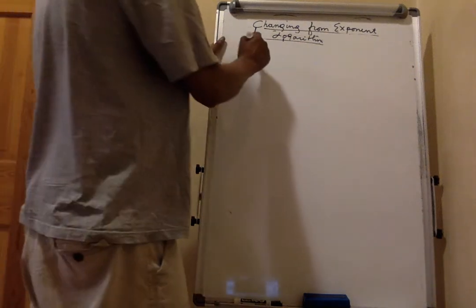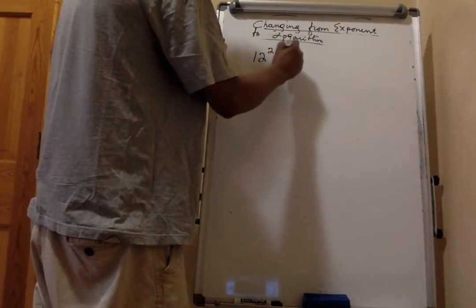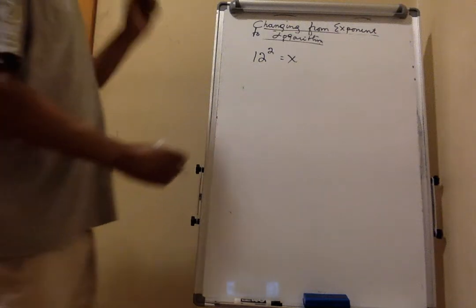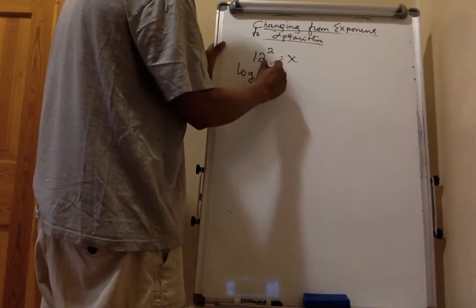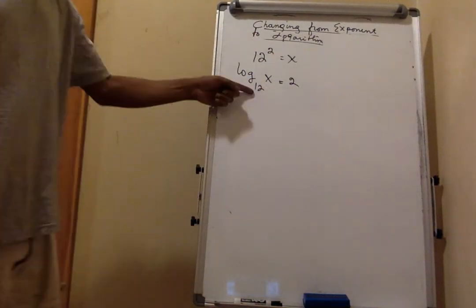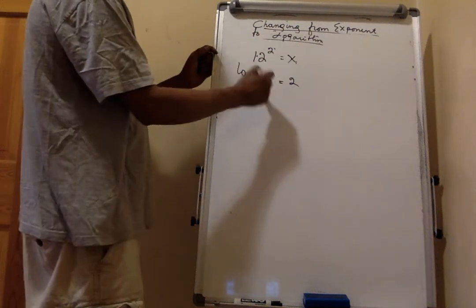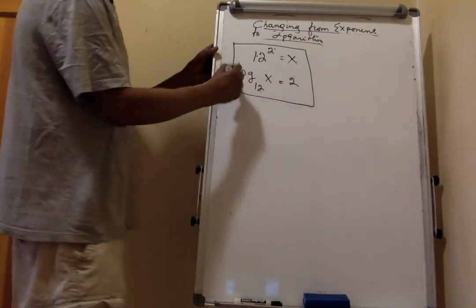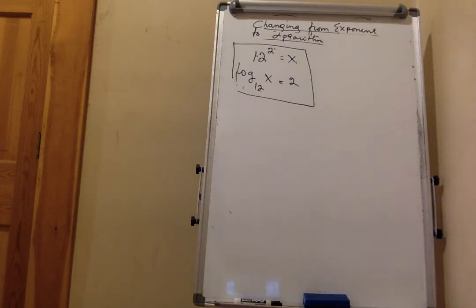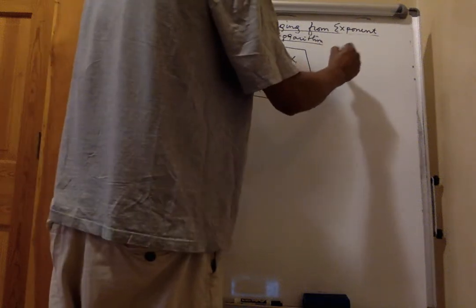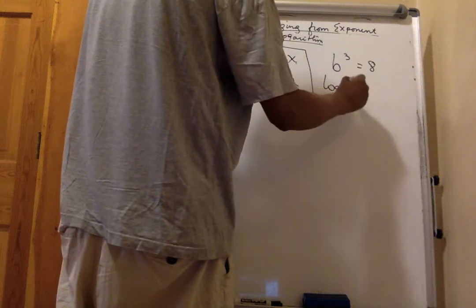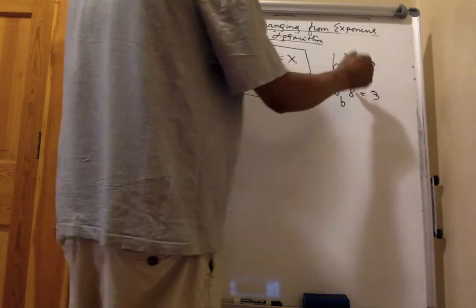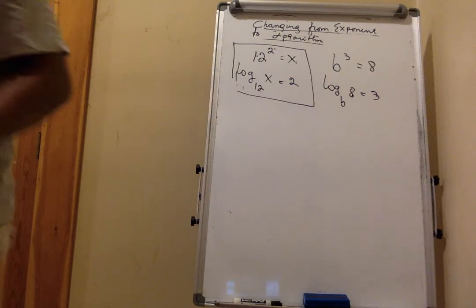So we have 12 to the power of 2 is equal to x. So this is what? Log, this is your base, 12. And this is your x, it is 2. It is the same way. So 12 to the power of 2 is equal to x means log base 12 of x is equal to 2. b to the third is 8. Again, log b of 8 is 3. b to the third is 8. I think that takes care of that.